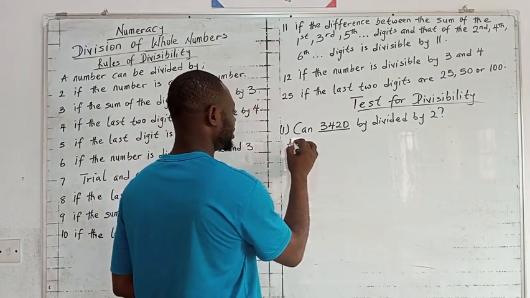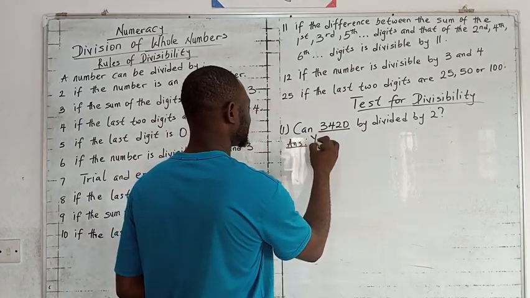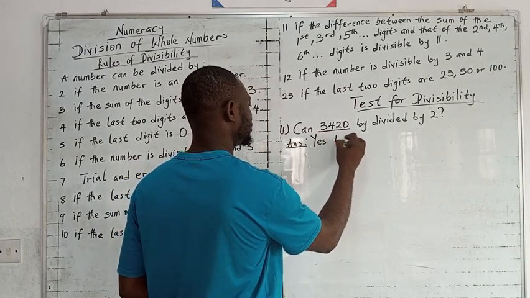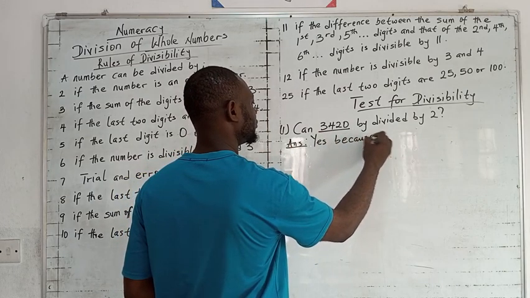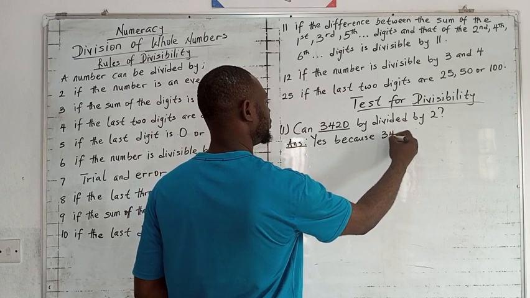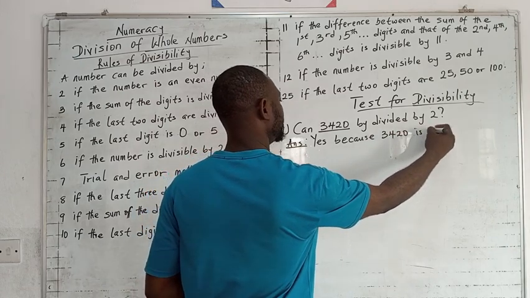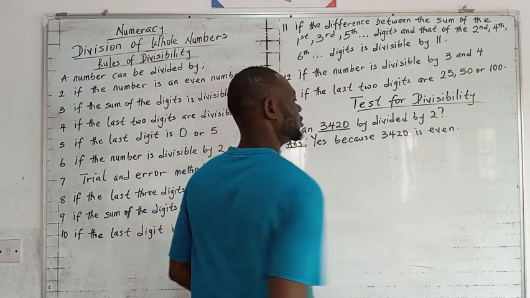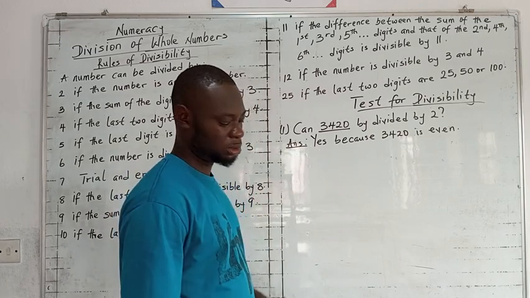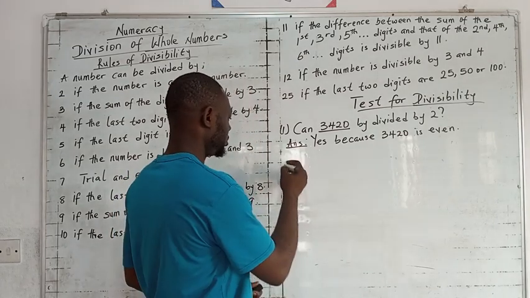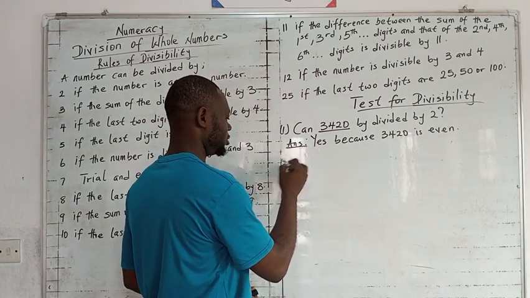So we can simply say yes, because 3,420 is even. It's an even number. Okay? So let's look at another test.